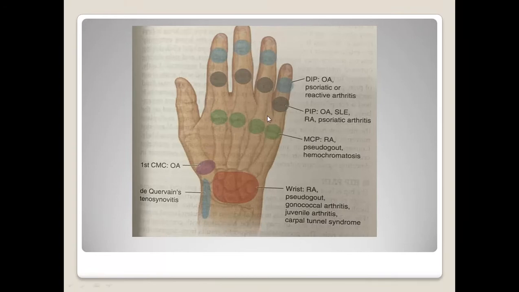You can see this is an MCP joint, this is a PIP and DIP: distal interphalangeal joint, proximal interphalangeal joint, metacarpophalangeal joint, and this is the wrist joint.